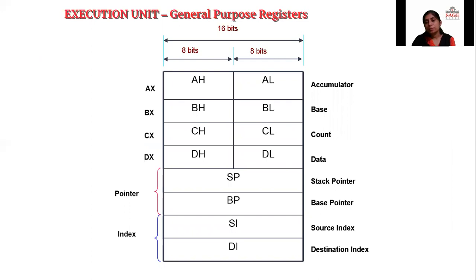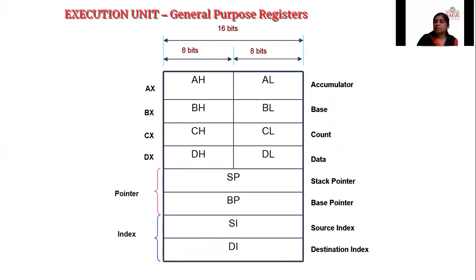The general purpose registers. 4 16-bit general purpose registers are there: accumulator, base, count, and data, AX, BX, CX, and DX. Accumulator register, base register, count register, and data register. 2 pointer registers are there: stack pointer and base pointer, and 2 index registers: source index and destination index.